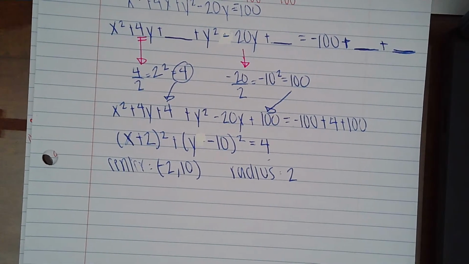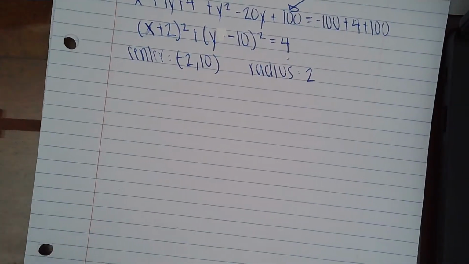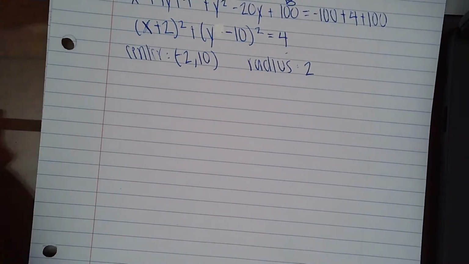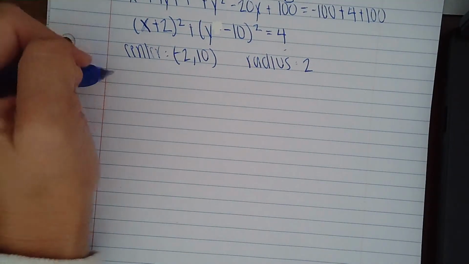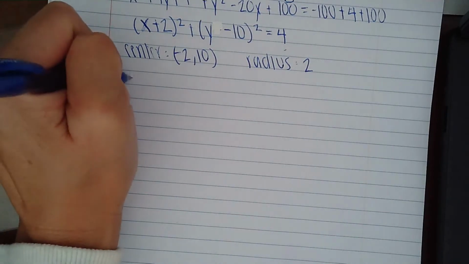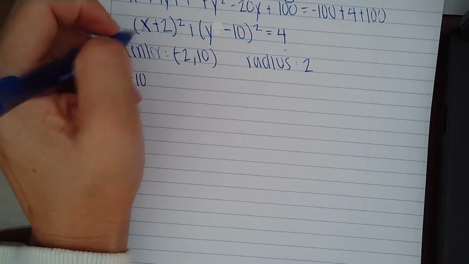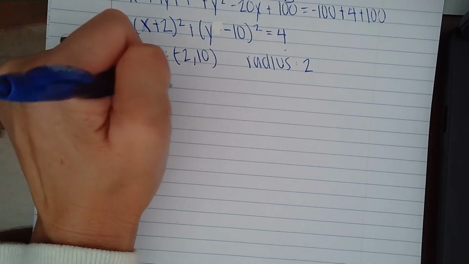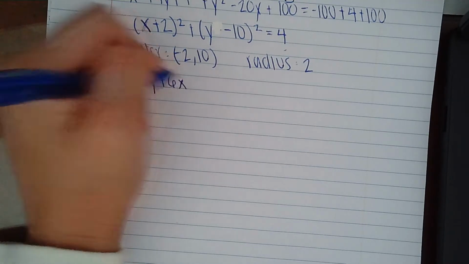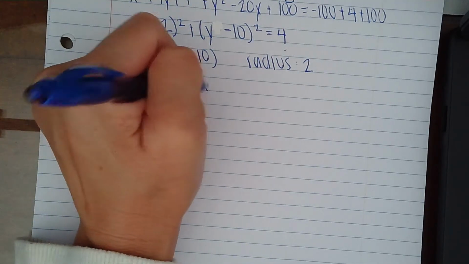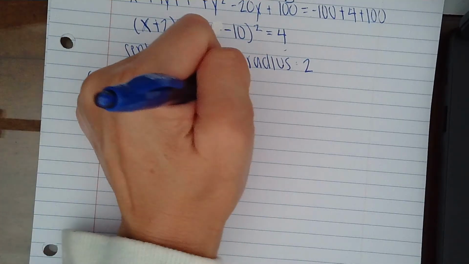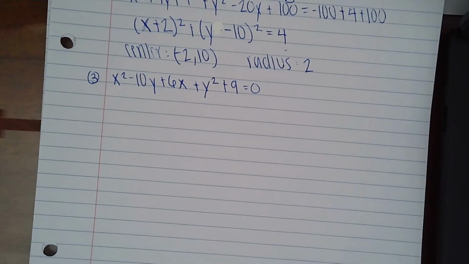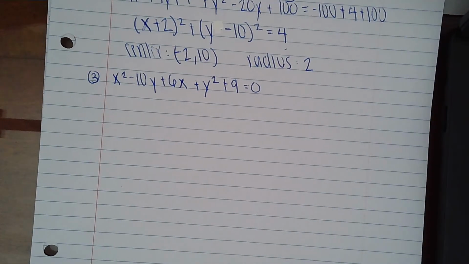Okay, let's go ahead and do one more, and I think that you guys will hopefully be pretty good. If you want to try it and then pause me and see the answer at the end, by all means, please do. So we have x squared minus 10y plus 6x plus y squared plus 9 equals 0. Oh dang, everything's out of sorts.